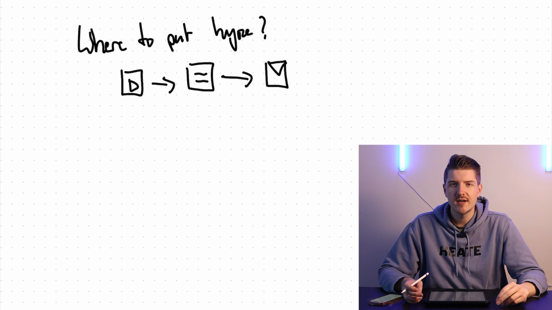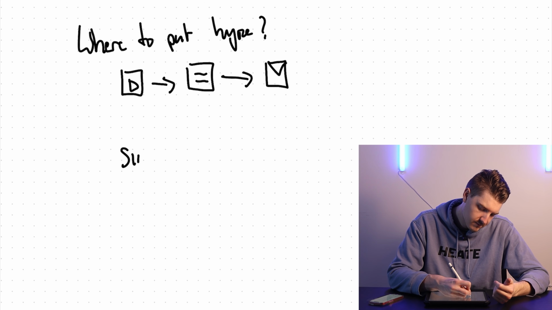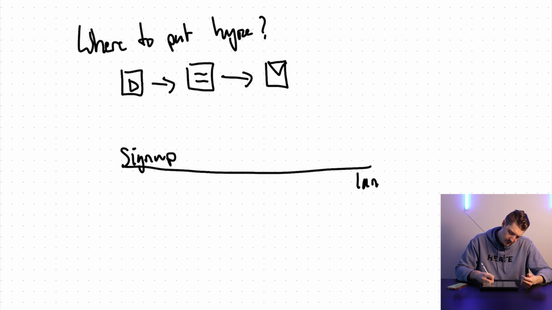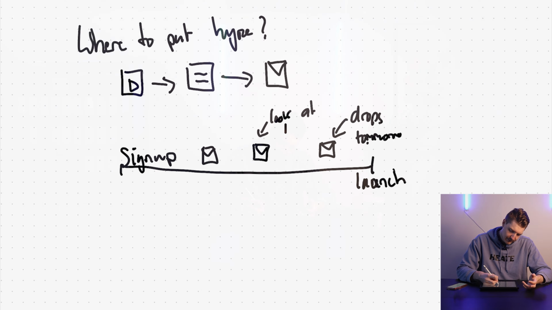And so the whole point of this is, when you get someone to sign up, right here, and then you have your launch over here, you really just want to send them periodic emails in between to hype the product up and also remind them that you're doing this. Like, hey, this drops tomorrow, or look at this. You just want to warm them up to the fact that this person is interested in this product because they signed up for your waitlist.